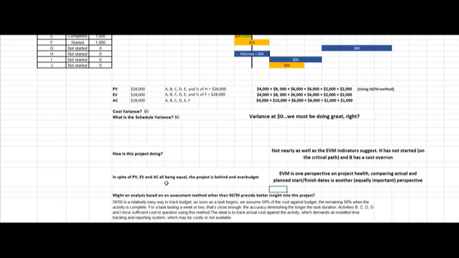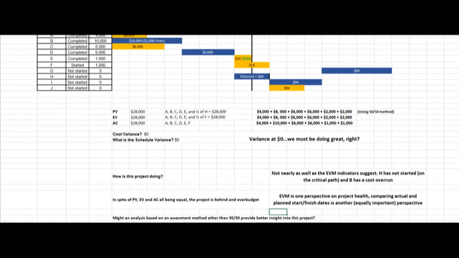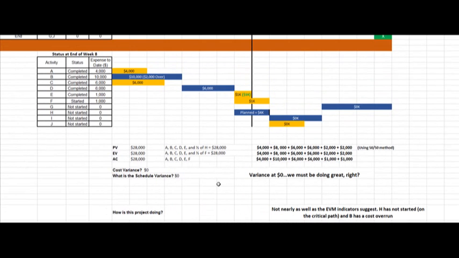But in spite of the planned value, earned value, and actual cost all being equal, the project is behind and over budget. So EVM is one perspective on project health, but without comparing the actual and planned start and finish dates, another equally important perspective, we're only getting a one-sided view of project efficiency, and that project efficiency is misstating both cost and schedule. Our critical path is behind, so the project is going to be late.